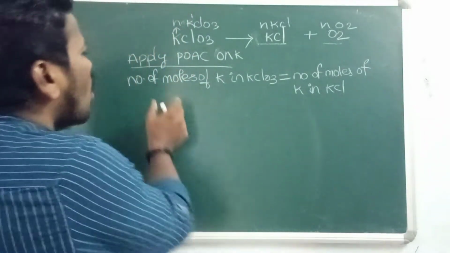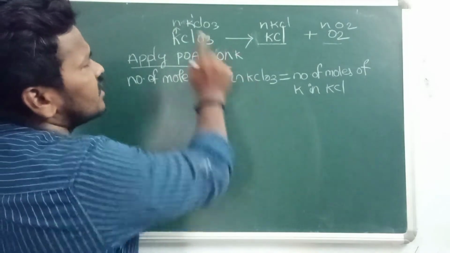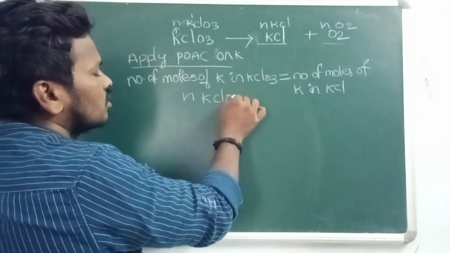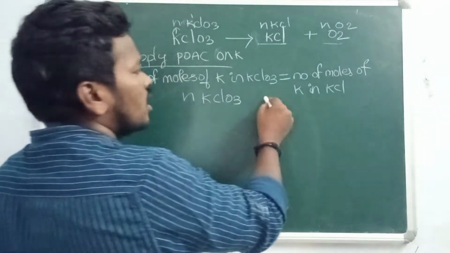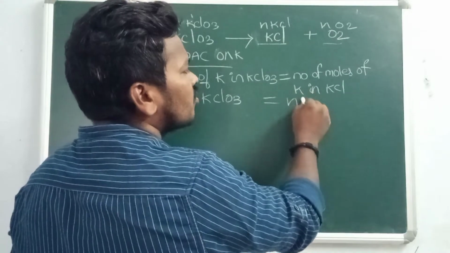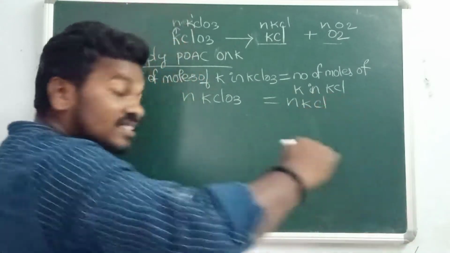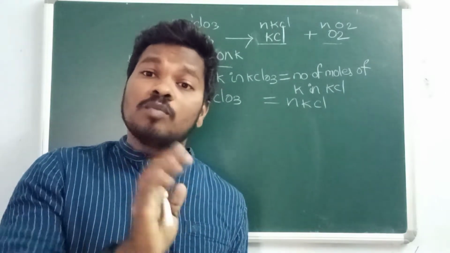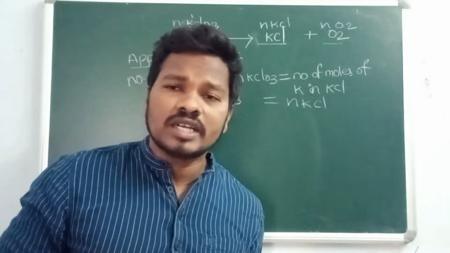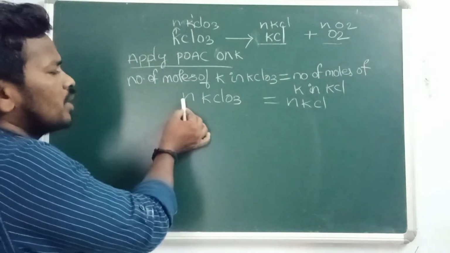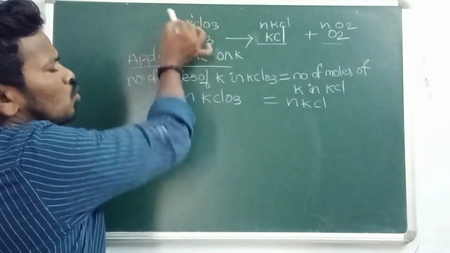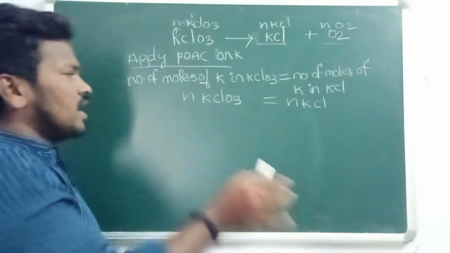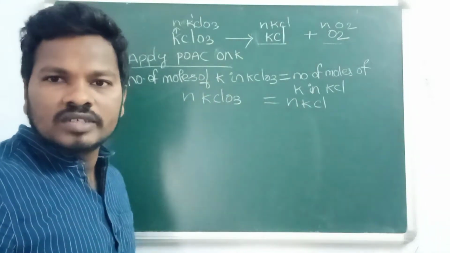Now you can see the number of moles of potassium in KClO3. We are taking it as N moles of KClO3 on the reactant side. On the product side, N moles of potassium are present in KCl. So we know that atoms are conserved, number of moles also conserved. Any number of moles is fine, whether it is 2 moles or 3 moles you can take. The general equation I have taken as N moles.